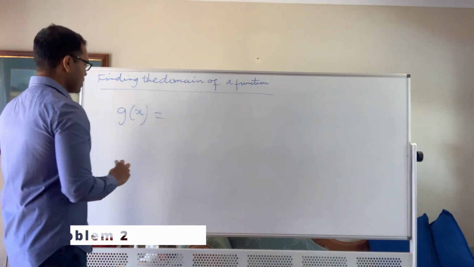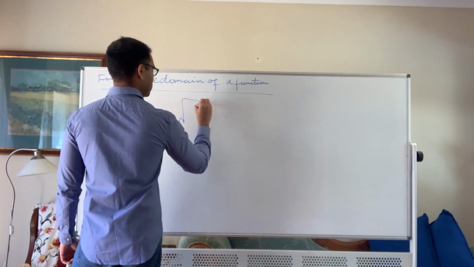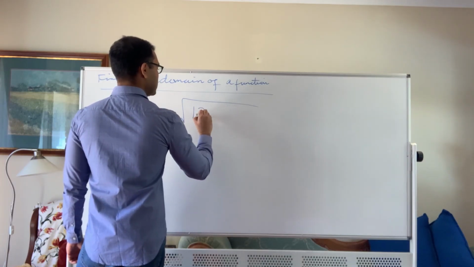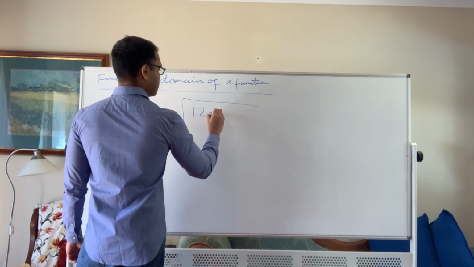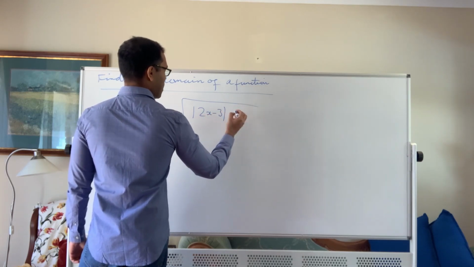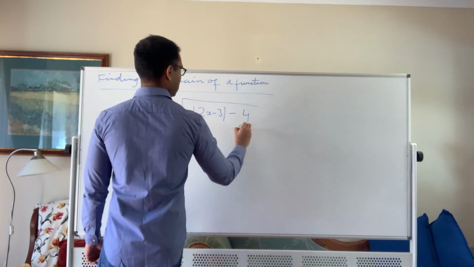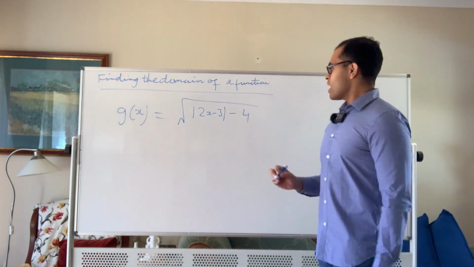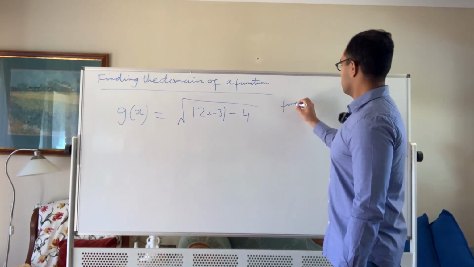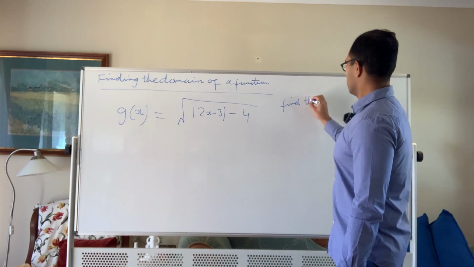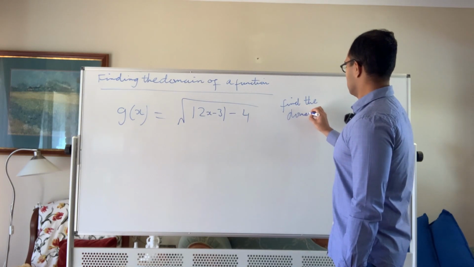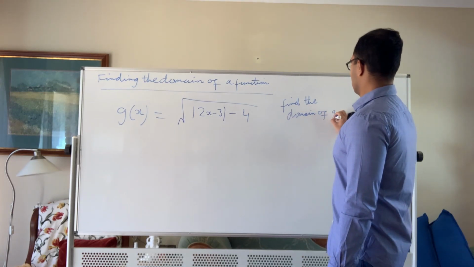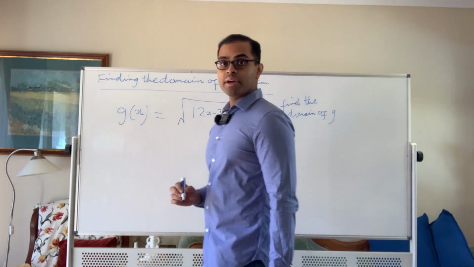So g of x is going to be the square root of the absolute value of 2x minus 3, minus 4. That's what g of x is going to be, and we want to find the domain of g.